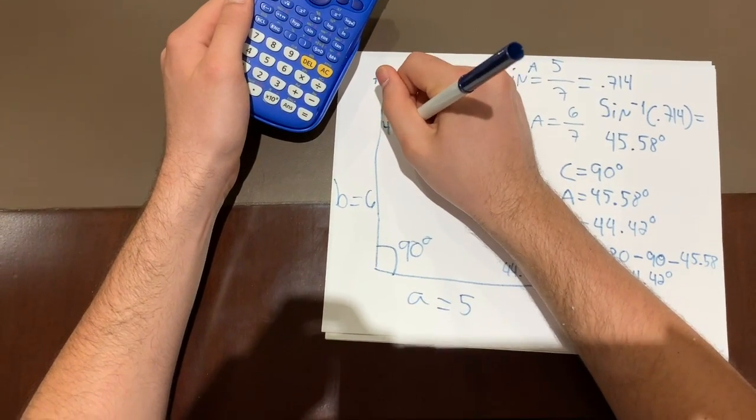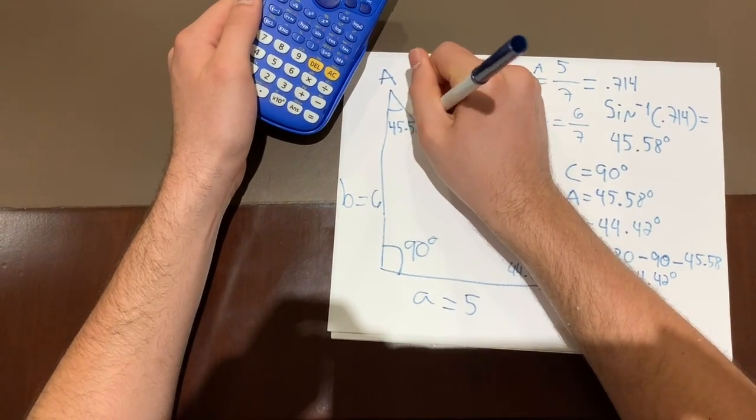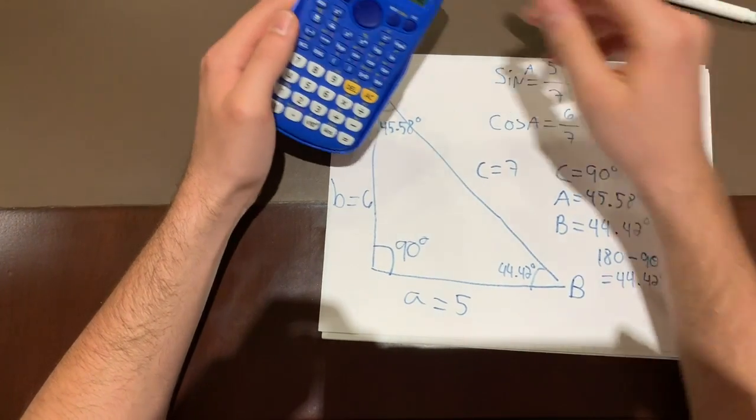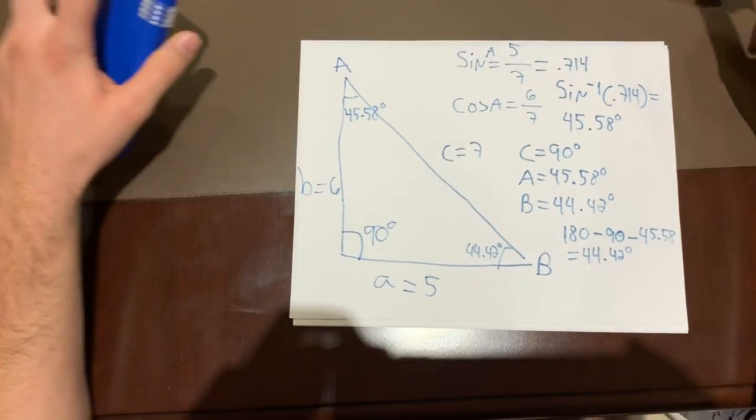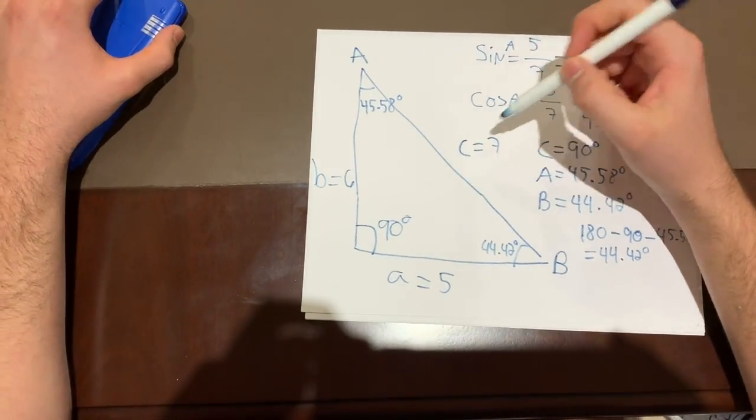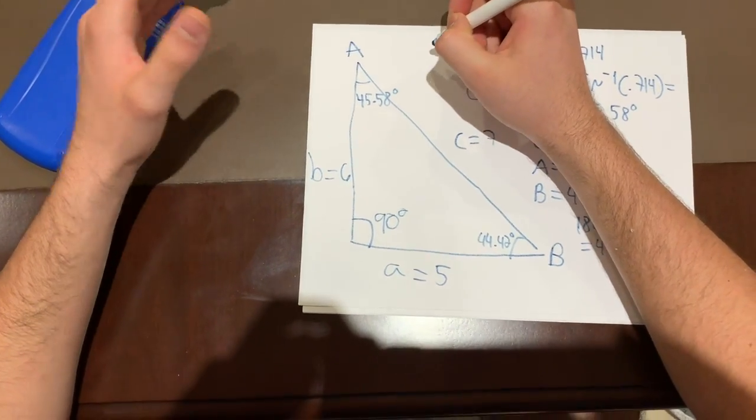Angle A is 45.58. And now we found all the answers to get the right triangles. If you're missing a side, you can use the Pythagorean theorem first, which my partner explained before.